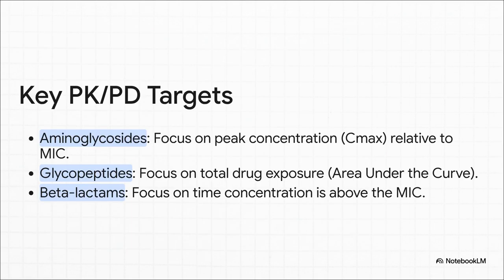A really core principle here is that different antibiotic classes need different targets. For aminoglycosides, we're aiming for a high peak concentration relative to the bug's MIC, or minimum inhibitory concentration. For glycopeptides like vancomycin, it's all about the total exposure over time, what we call the area under the curve, or AUC. And for beta-lactams, it's about how long the drug level stays above that MIC. Each strategy is tailored specifically to how that drug actually kills bacteria.